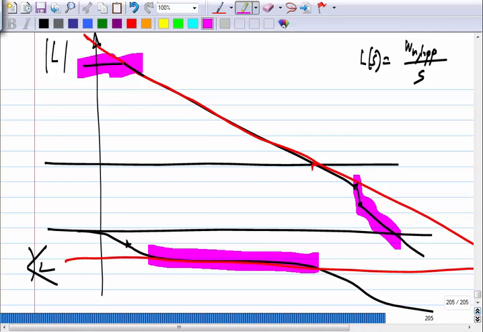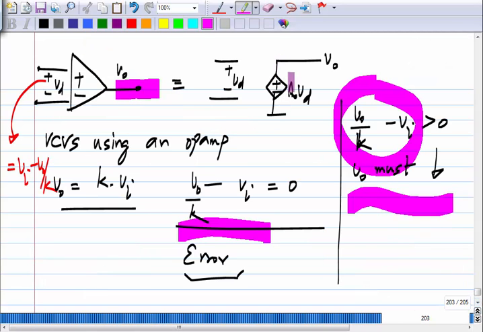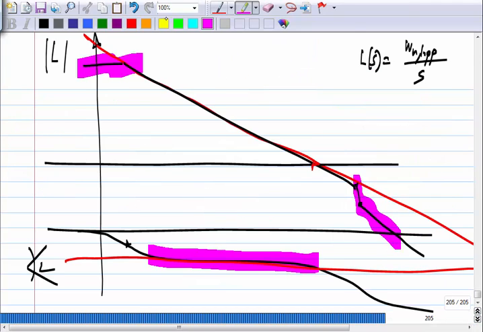Because if I use only this model A0 Vd where A0 is a fixed number, what is the corresponding model here? What is the model for loop gain?